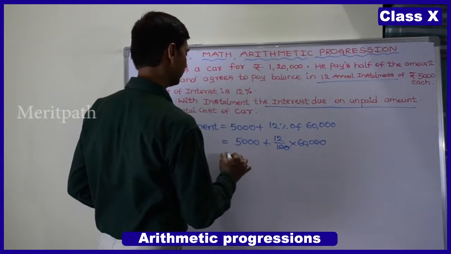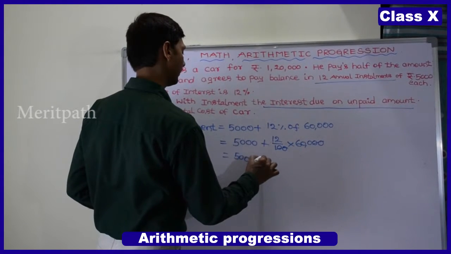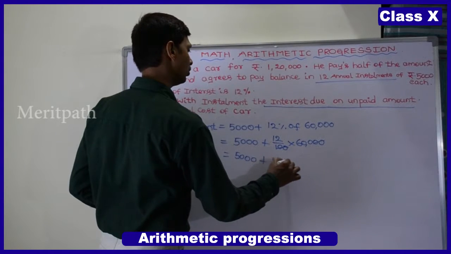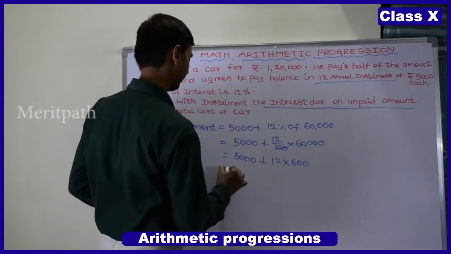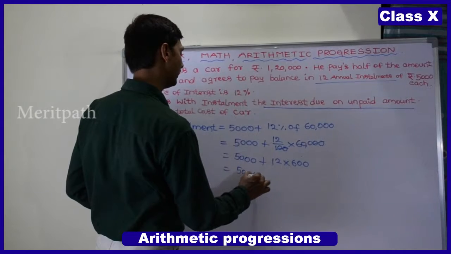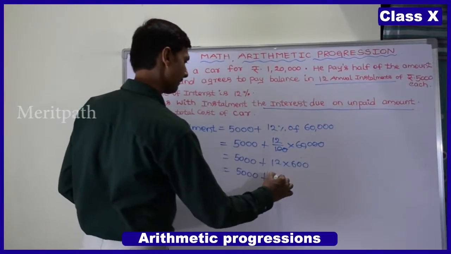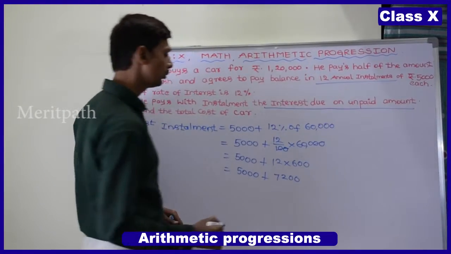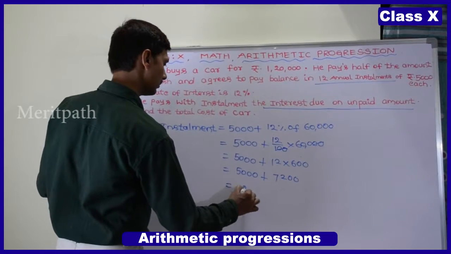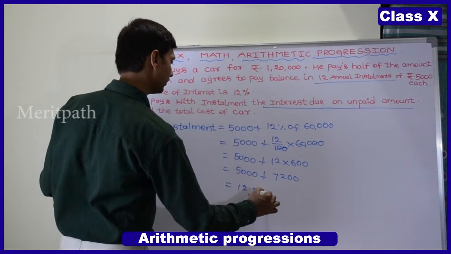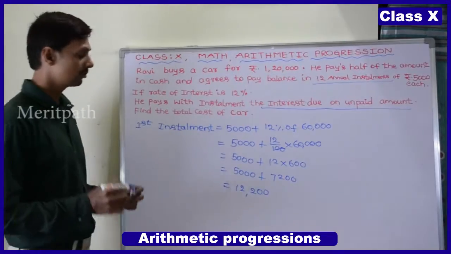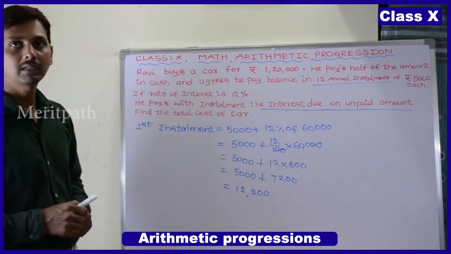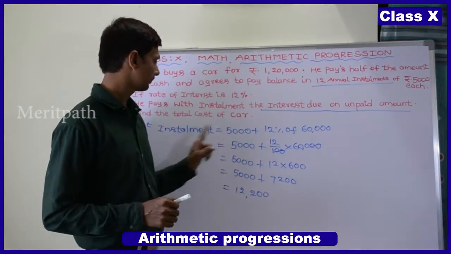After cancellation, 5,000 plus 12 into 600, 5,000 plus 7,200, 12,200 is the first installment. This is the first installment he paid.